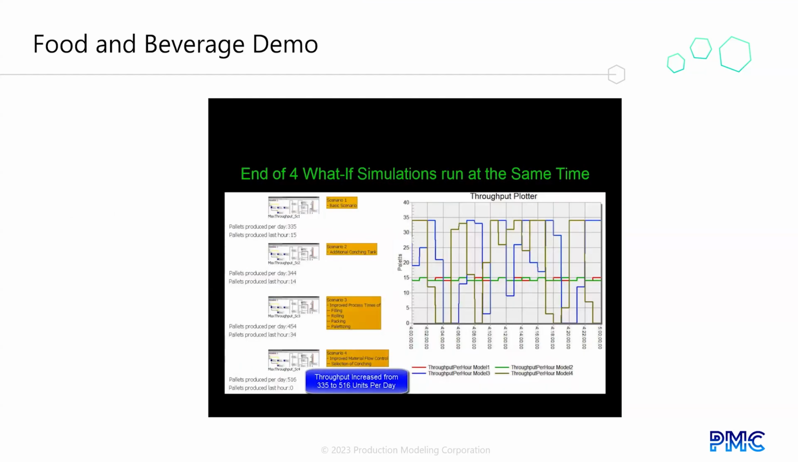This screen summarizes the results of 4 what-if scenarios that were run. Throughput was boosted from 335 to 516 pallets per day.